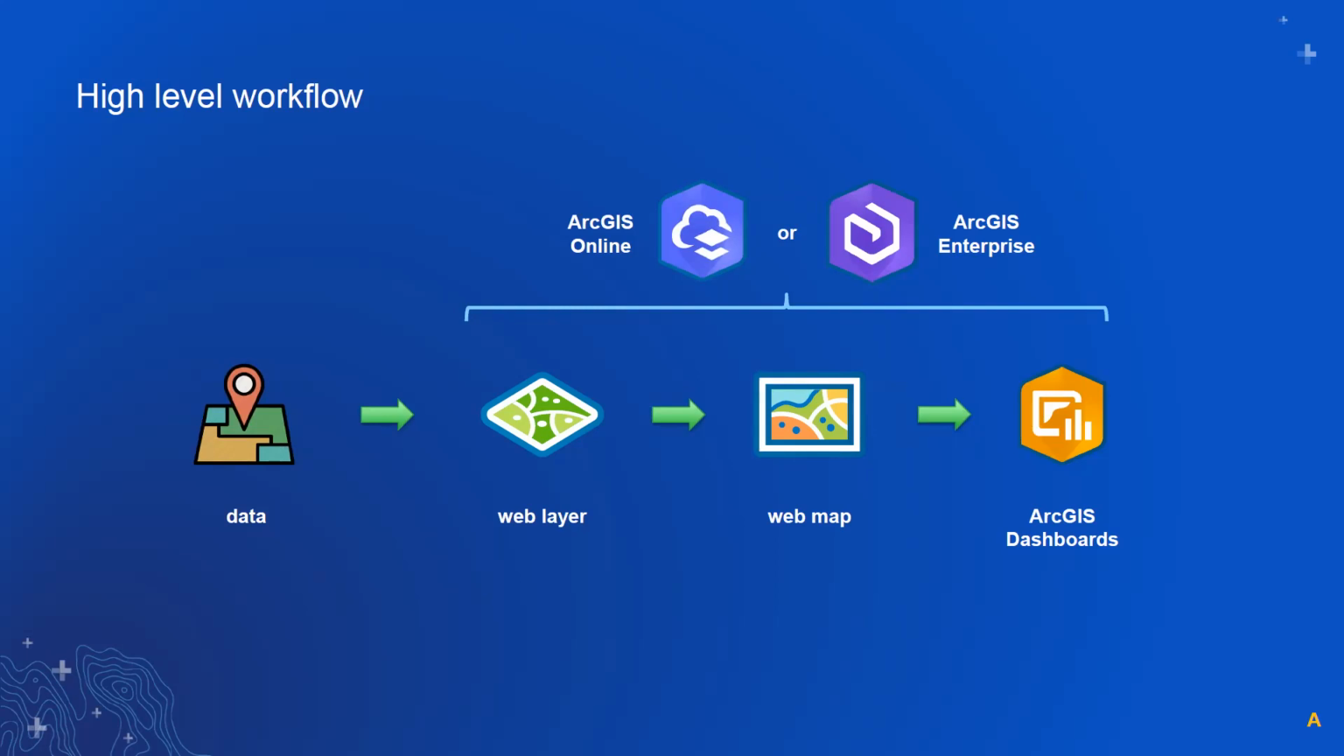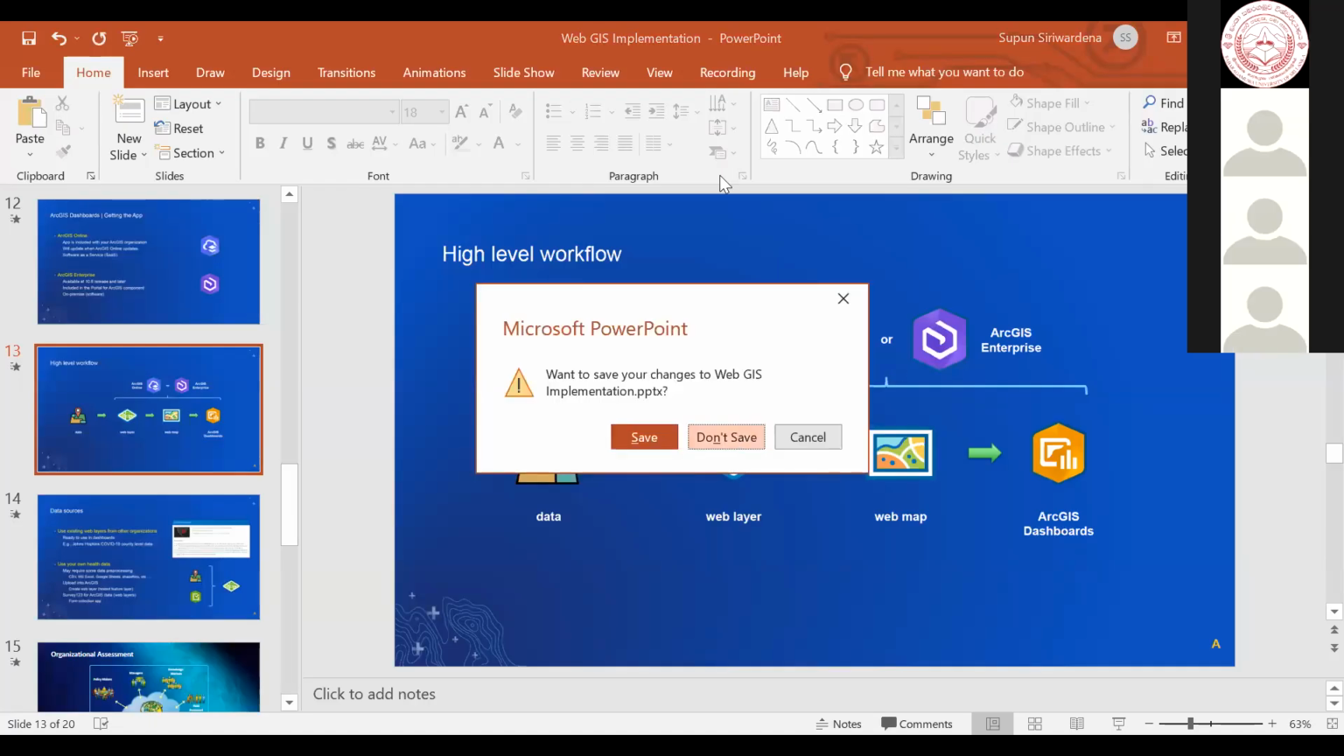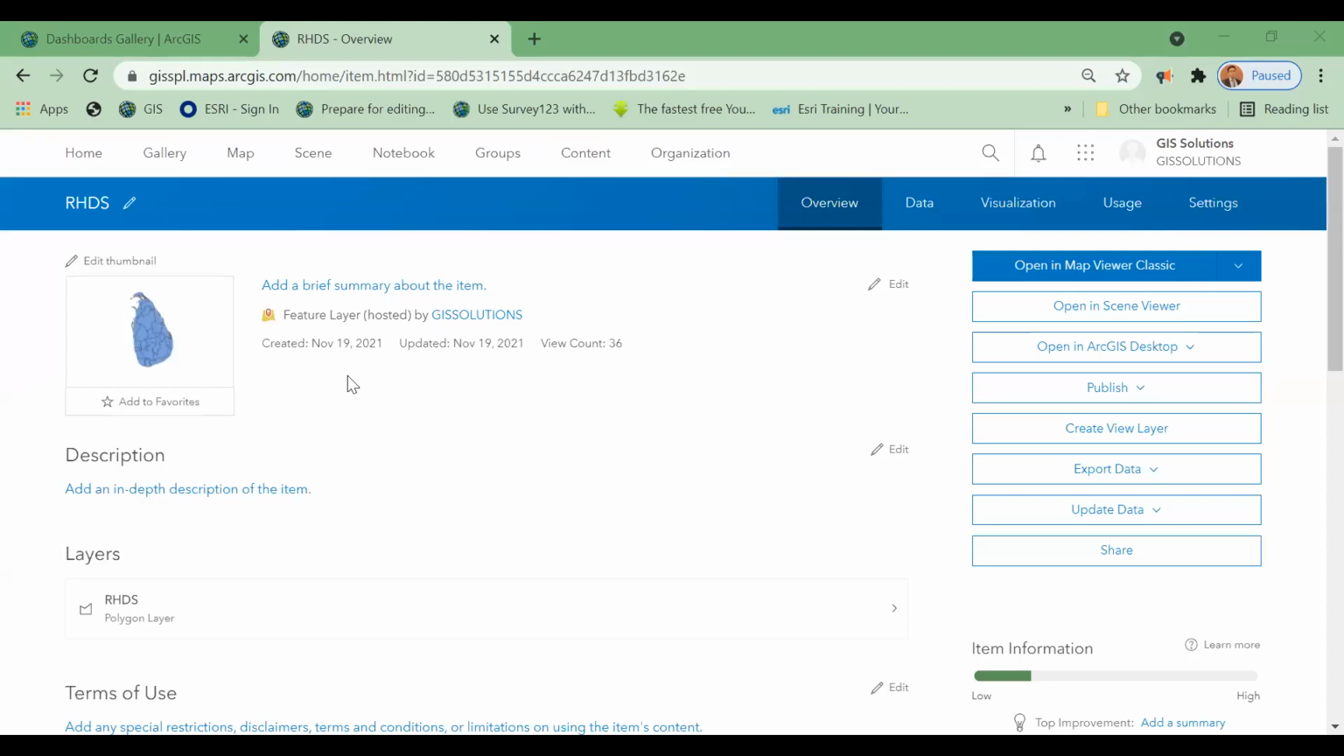So after that, we have to have a web map, right? So we have to create a web map, then only we can go to the dashboard. So this is the workflow. So the next step is to create a web map. Right. Let's go to the web map area.